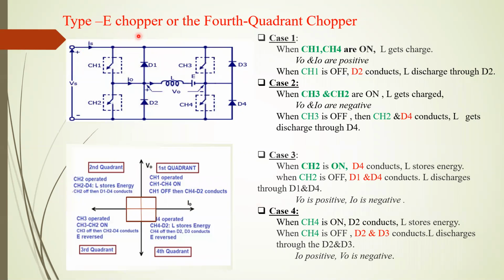So now type E chopper, or the fourth quadrant chopper. Here, fourth quadrant chopper means we may understand that this type E chopper will operate in all the four quadrants. So let us see how this operates.